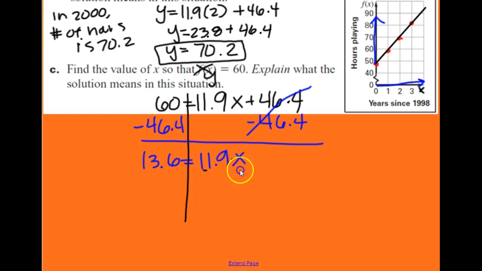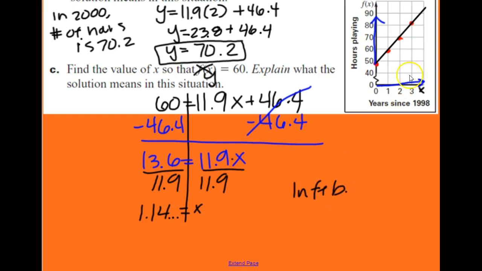And then last, the opposite of multiply is divide. It's not going to be a nice number. 13.6 divided by 11.9 gives me about 1.14. It would go on. So that means after 1 year, from January to January, so maybe in February of the second year, of year 1999, the hours were 60.